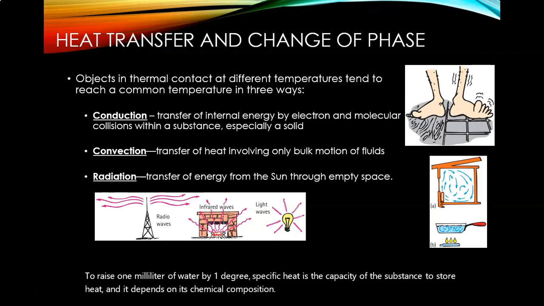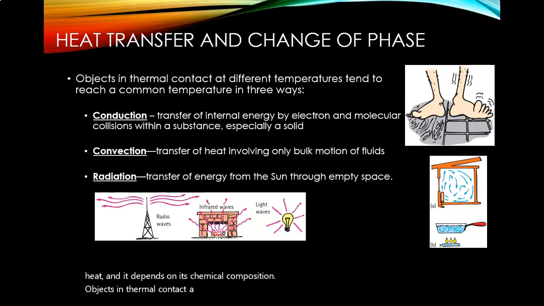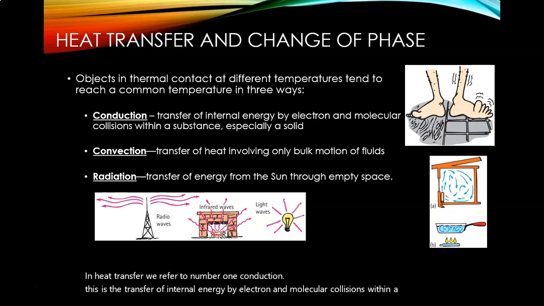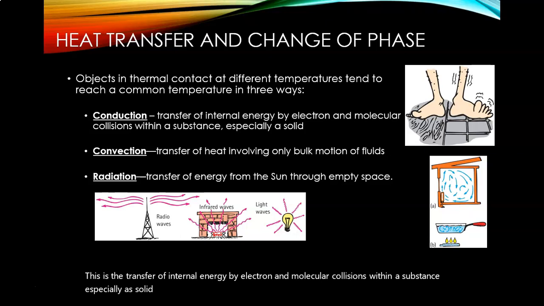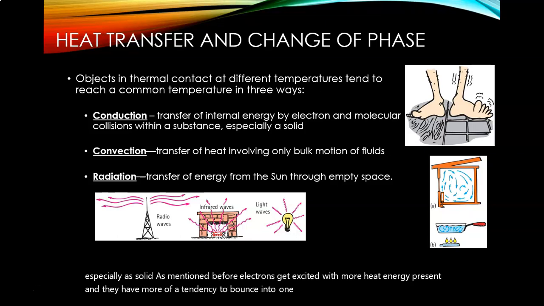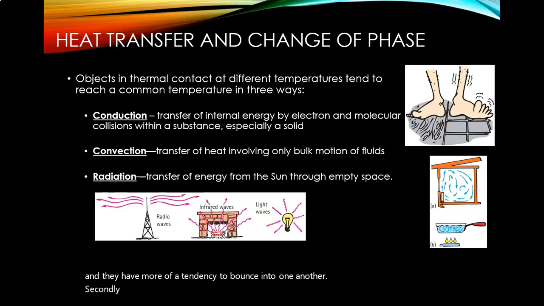Objects in thermal contact at different temperatures tend to reach a common temperature in 3 separate ways. In heat transfer, we refer to number 1, conduction. This is the transfer of internal energy by electron and molecular collisions within a substance, especially a solid. As mentioned before, electrons get excited with more heat energy present, and they have more of a tendency to bounce into one another. The second way heat transfer may occur is through convection.